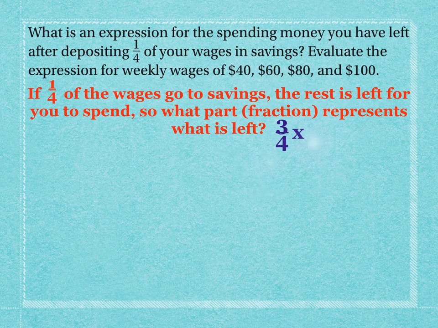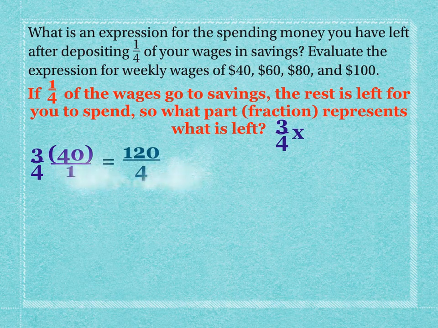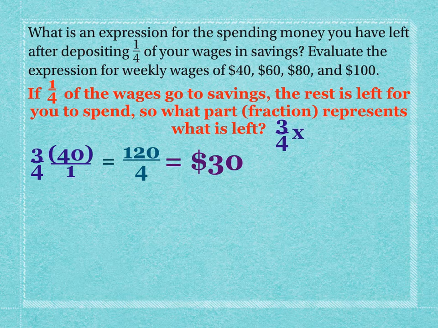So to figure out how much you have left to spend, you would multiply 3/4 times x, where x is your weekly wage. They gave us 4 weekly wages to solve for. So we're going to go ahead and plug in 40 first. So 3/4 times 40. Remember, to multiply fractions, you simply multiply straight across, numerator times numerator, denominator times denominator. So I'm going to put 40 over 1, and then multiply straight across, which would give me 120 over 4. And 120 divided by 4 is 30. So if you make $40 in the week, you're going to have $30 to spend.